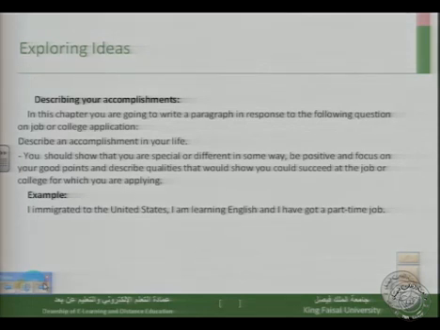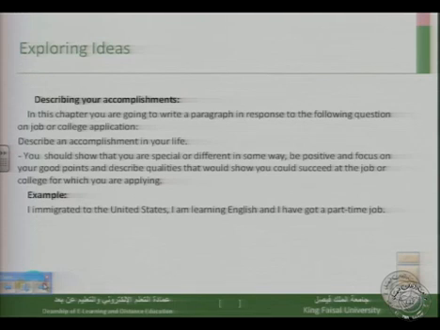Okay, so in the first slide we will look at exploring ideas concerning writing an application form to be admitted in a college or in a job. So describing your accomplishments. In this chapter you are going to write a paragraph in response to the following question on a job or college application. The question is: describe an accomplishment in your life.